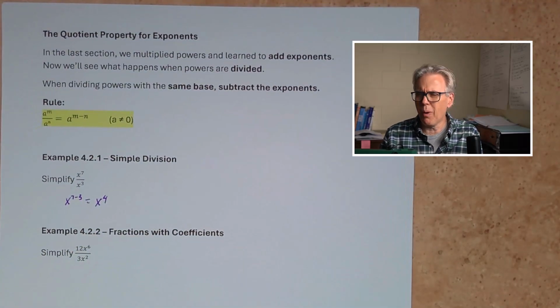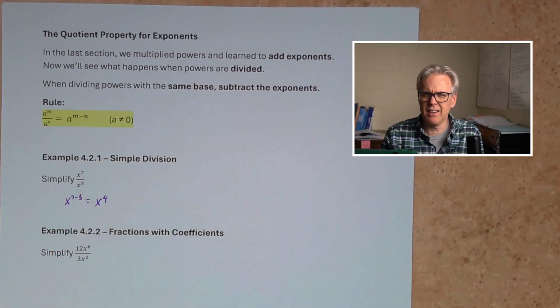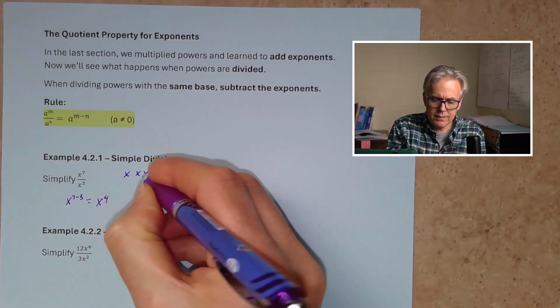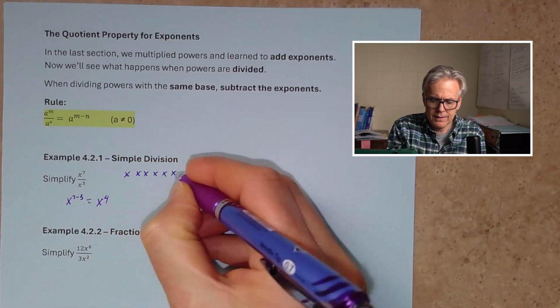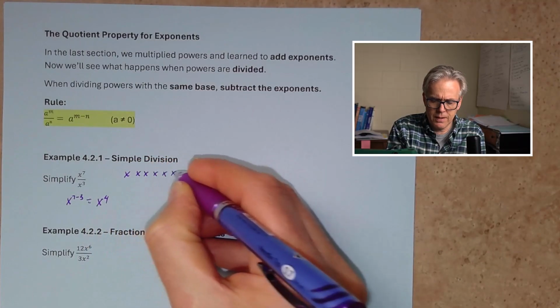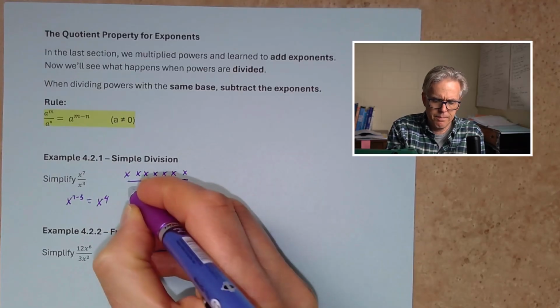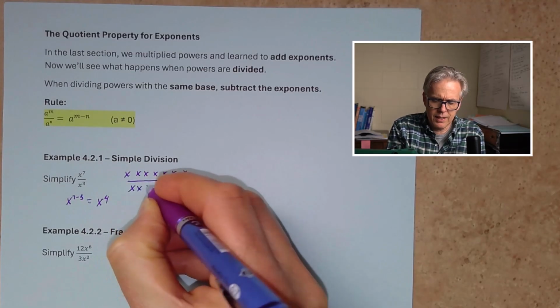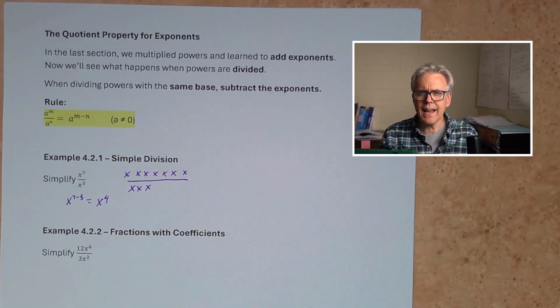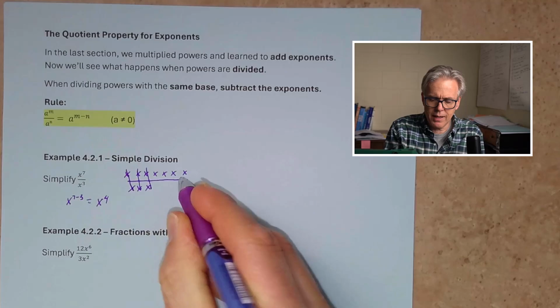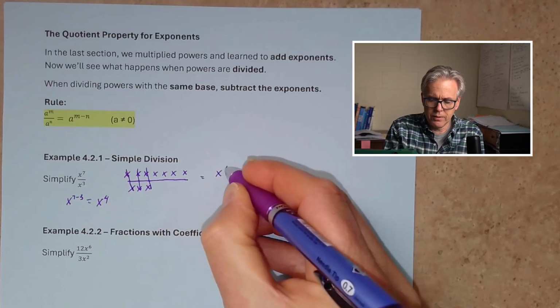Now, let's see sort of why that works, so you're not just memorizing it. What does x to the 7th mean? Well, it means I've got x times x times x times x times x times x times x, 7 x's, all over x times x times x. Now, what's going to happen with 3 of these? They're going to cancel, right? And I'm left with how many? Well, I'm left with 4 of those.